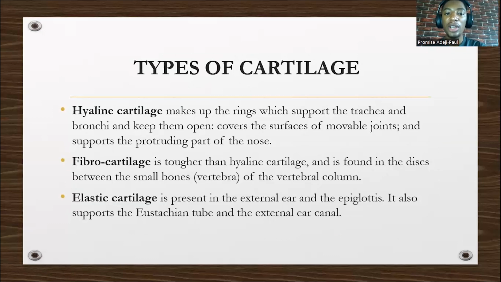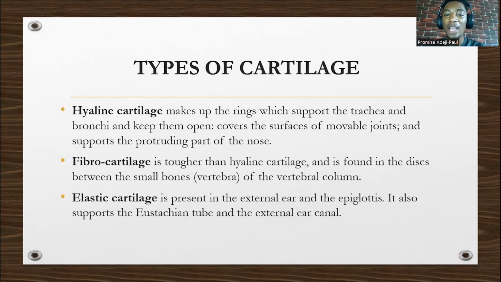So hyaline cartilage makes up the rings that support the trachea. You know the trachea that we talked about in our respiratory system, that we also call windpipe. That's where air passes from the nose into the lung. So the rings that make it up are supported by cartilage, specifically hyaline cartilage. If that cartilage was not there, it would collapse. And if it collapses, air cannot go through, and that will lead to suffocation. So we need something to keep it open at all times, so that whenever you breathe, the air can easily go through to your lungs.